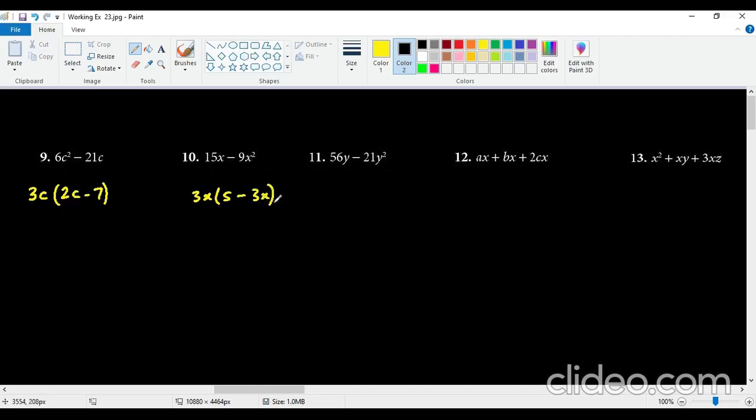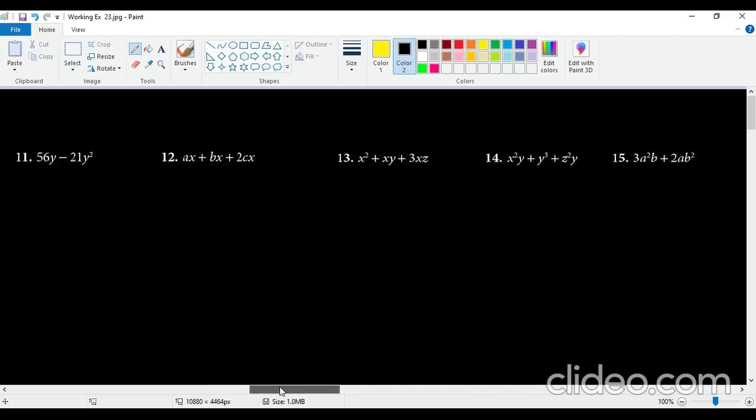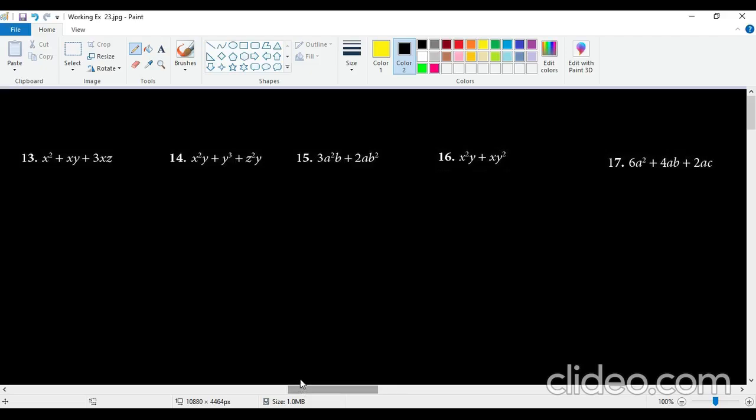Moving on to question number 11, I can see 7 is common and y is also common. 7y is out, and 7 times 8 is 56, minus 7 times 3 is 21, and y is another factor. Now in here we have 3 terms, and in all 3 terms we have x common, and in the bracket it's going to be a plus b plus 2c as the other factor. Question number 13, x is common, so I'll keep x outside, and x plus y plus 3z is going to be the other factor.